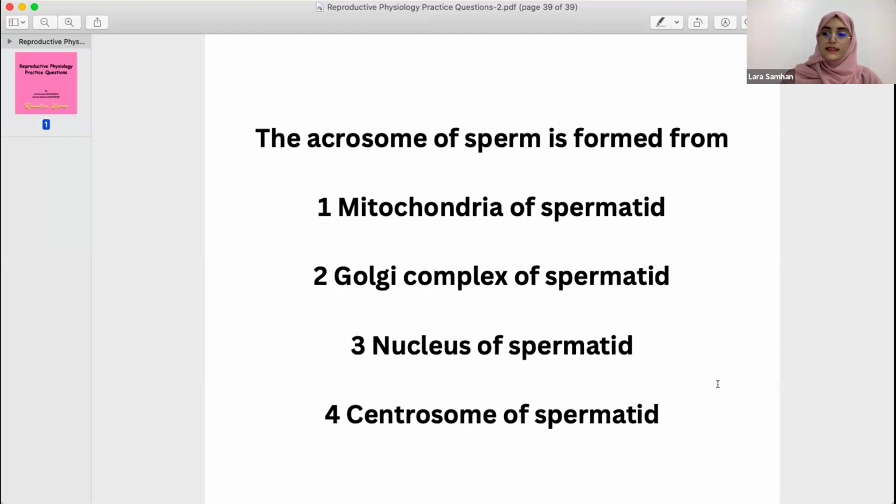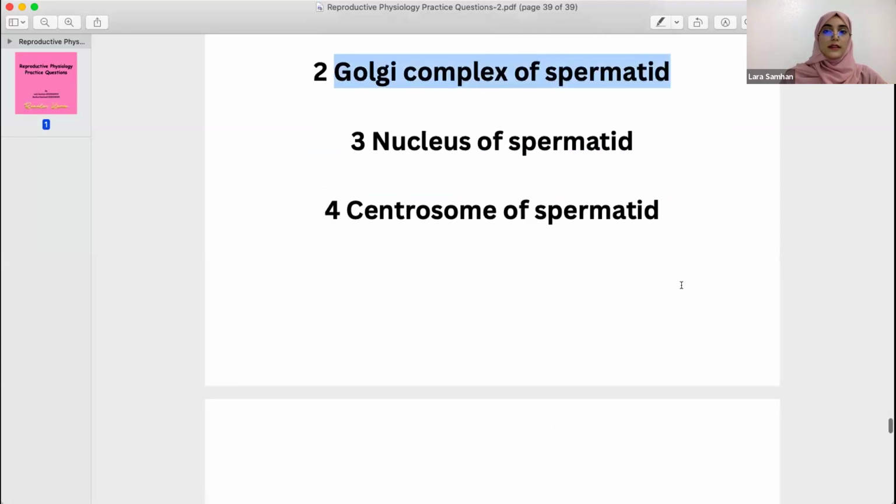What do you guys think is the answer? Any guesses? Okay. The question says the acrosome of a sperm is formed by what? The acrosome, as we said, is the very first layer of the sperm. So the correct answer is number 2, which is the Golgi complex of the sperm head.